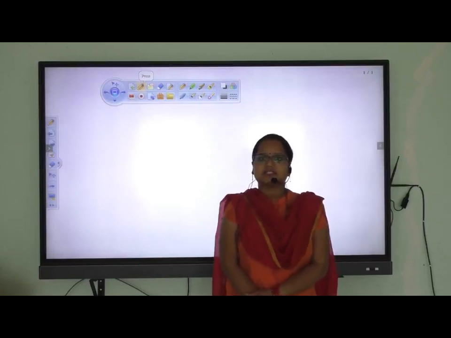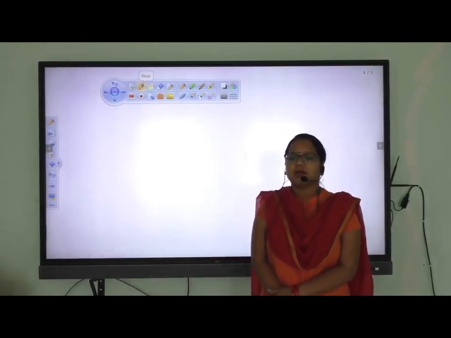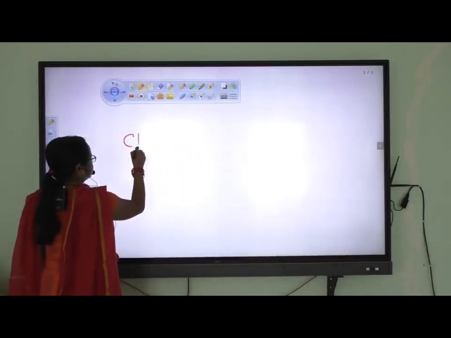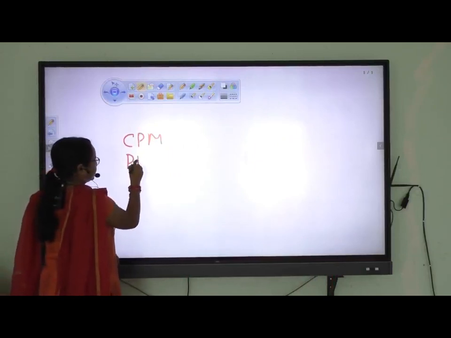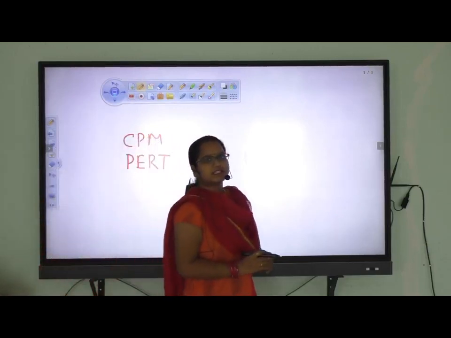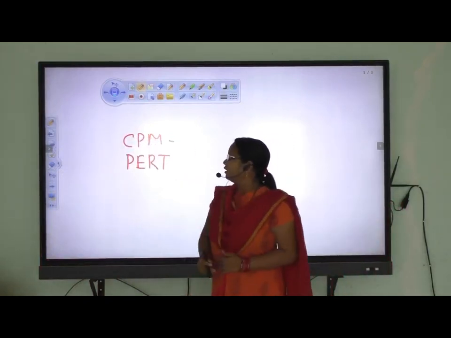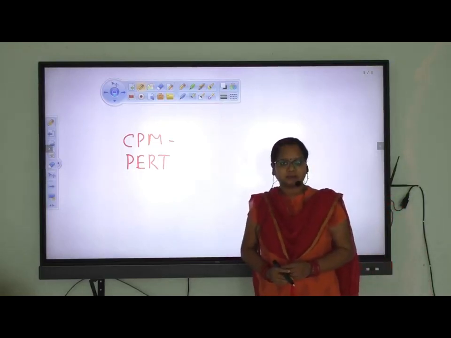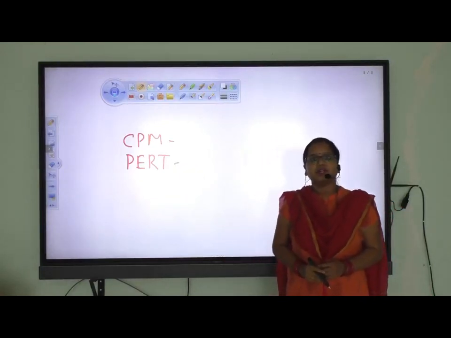Network analysis is a method which is used in construction management. There are two methods: one is CPM and another is PERT. There are two terms, CPM and PERT. CPM means critical path method, and PERT means program evaluation review technique.